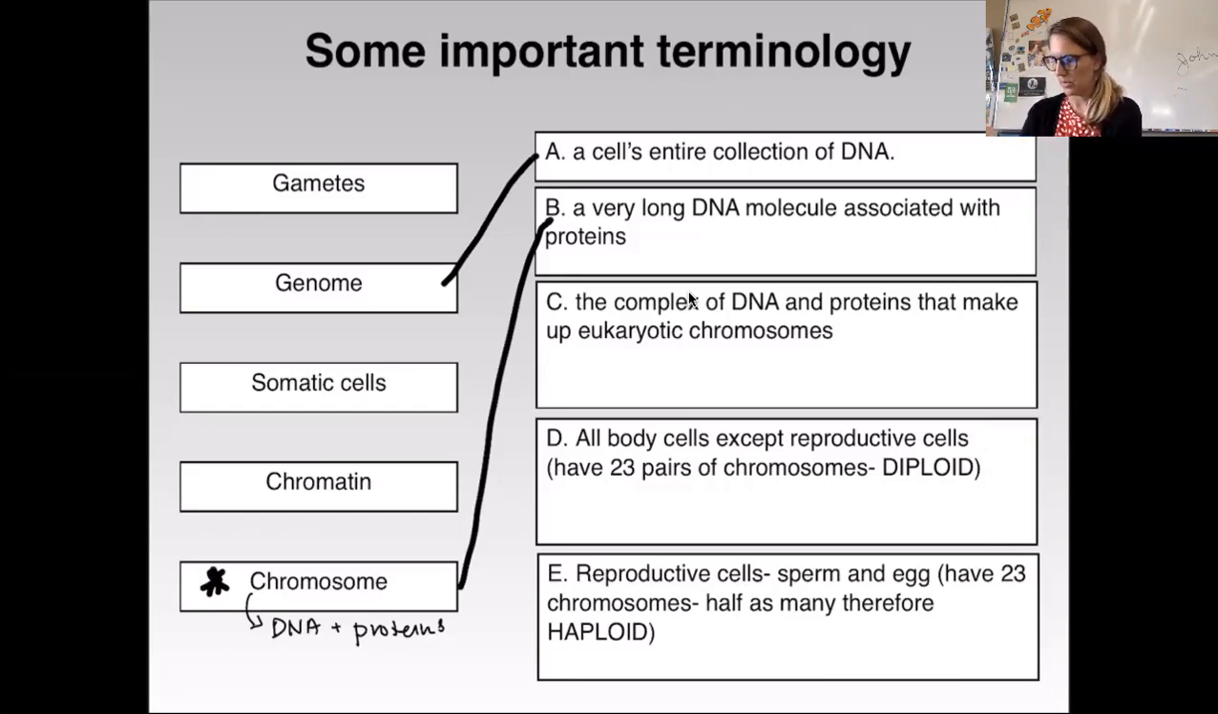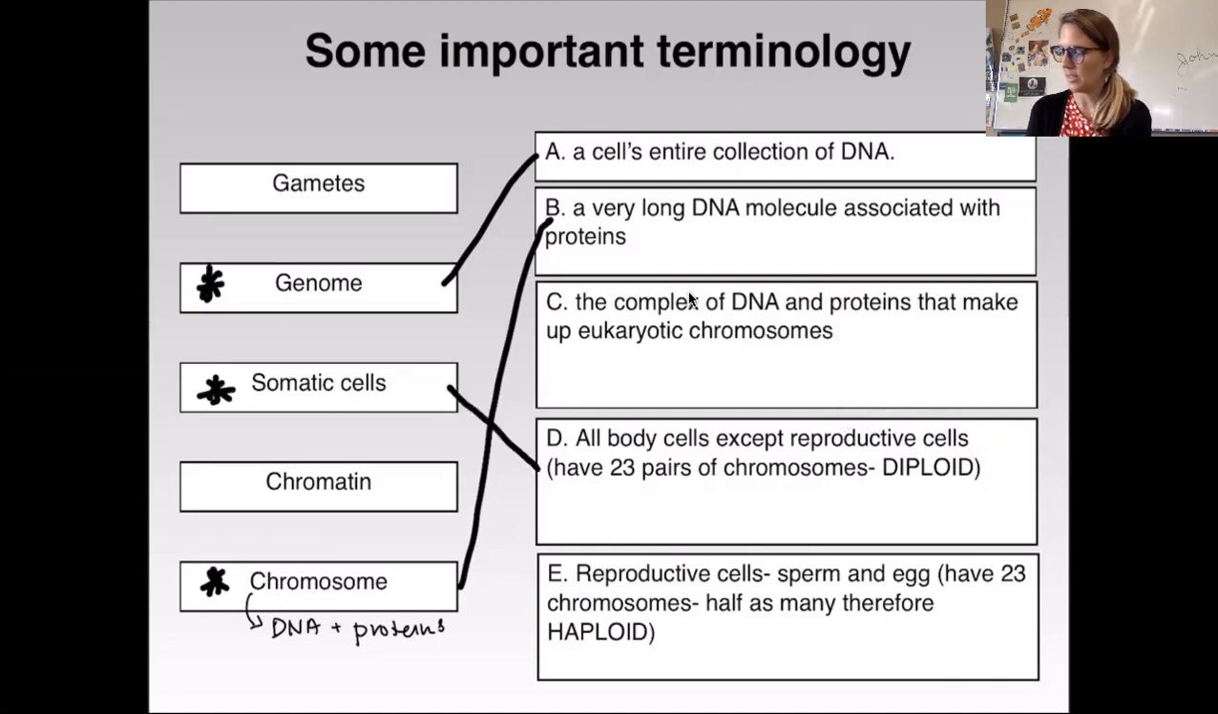Gametes, well, actually, I'm going to start with somatic cells. Sorry, again, bouncing around. Somatic cells are all of the body's cells except the reproductive cells, sometimes called germline cells. I often call them our sex cells, right? So all of the cells except for those, right?